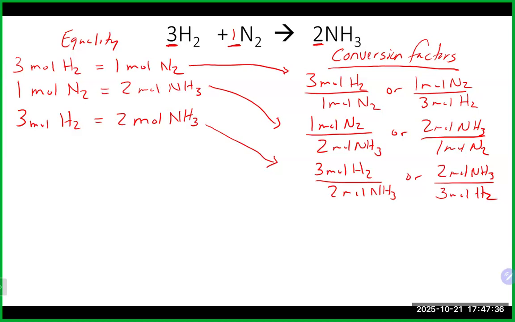So from this one balanced equation, we actually have 6 conversion factors that we could use in a particular problem. Will we use all of them? The answer is no, we're not going to use them all. We're going to use the ones that we need. Yeah.